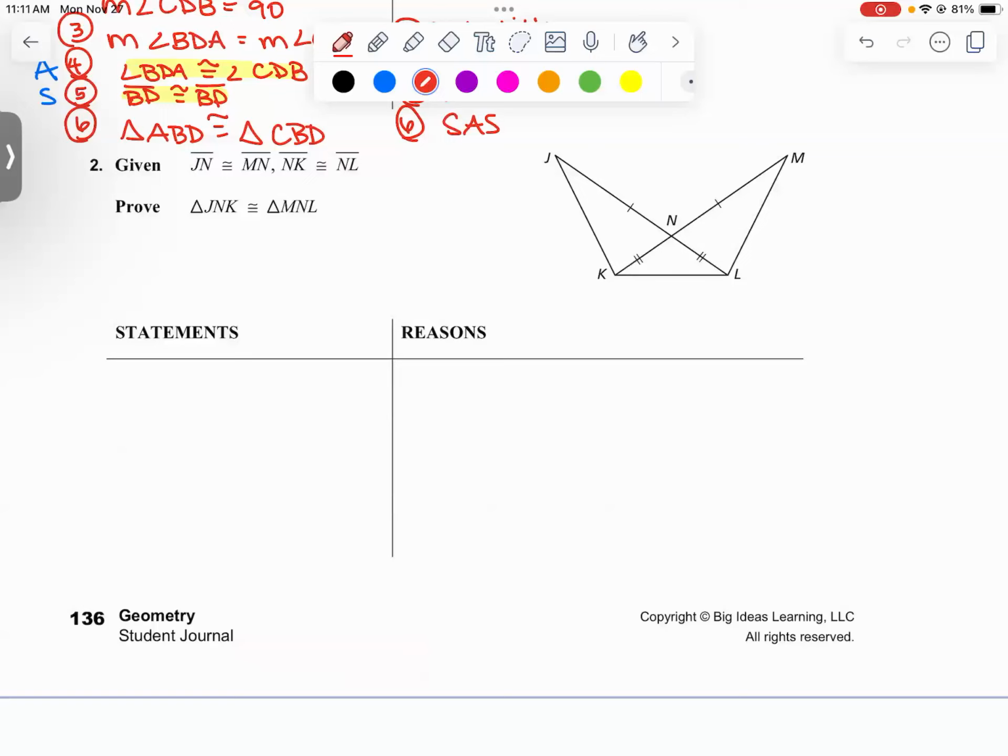We know that the triangle is a vertical angle to NML. We can say that the vertical angle is congruent to that angle. So that means JNM, or JK, equals ML.